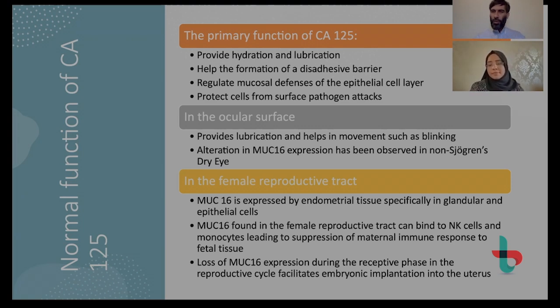If I understand correctly, during the attachment, you have got the loss of MUC16 in order to help implantation, and after that, you have got overexpression in order to modify maternal immune response to fetal tissue.